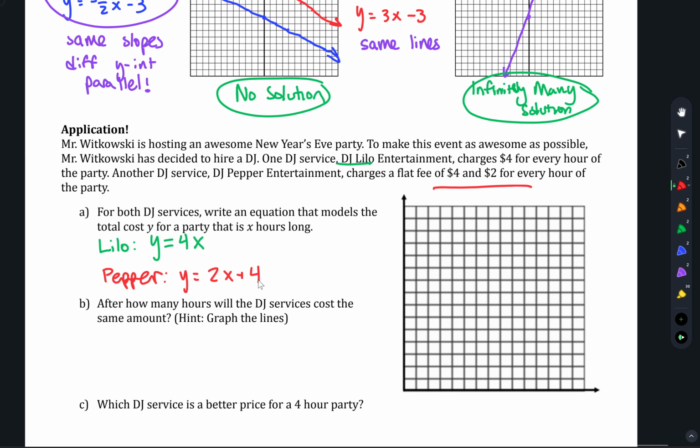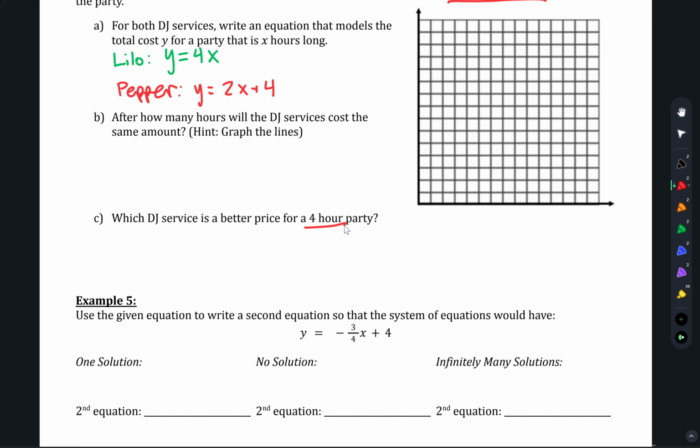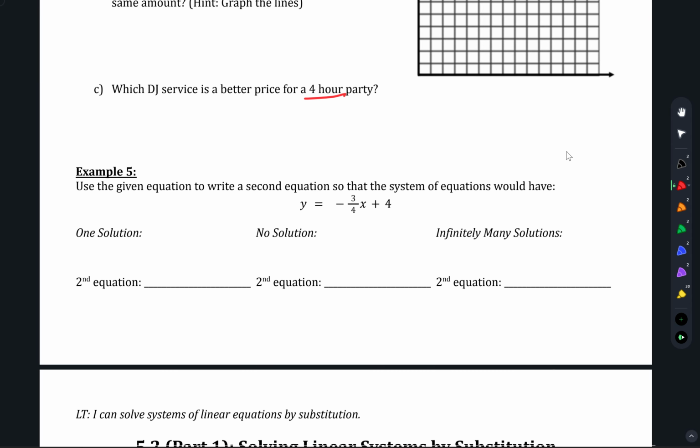How did we determine which DJ service was a better price for the 4-hour party? How did we know? We looked at our graphs. How did we figure it out? Jaden? You can plug in the 4 for X. X is the number of hours, so you could plug that in. Some of us, maybe we looked at our graphs and we looked at where the 4-hour was, and we determined which one was the lower price at 4 hours. Okay, so there's a lot of different options there.